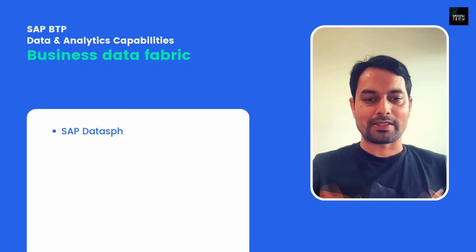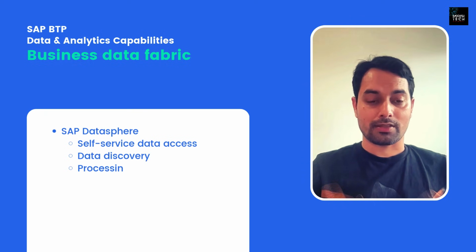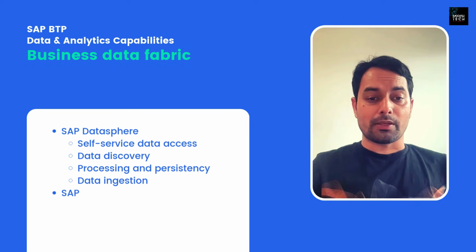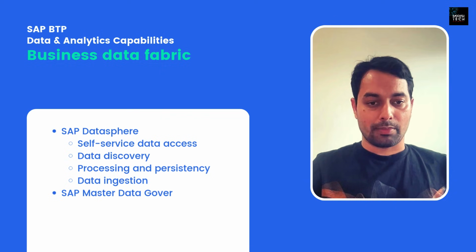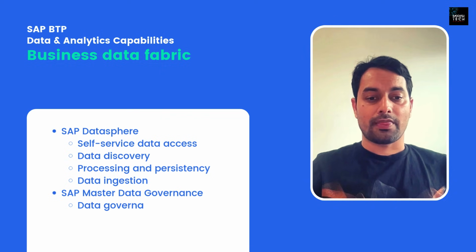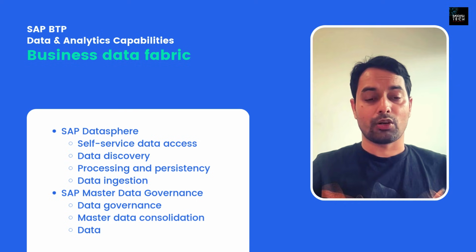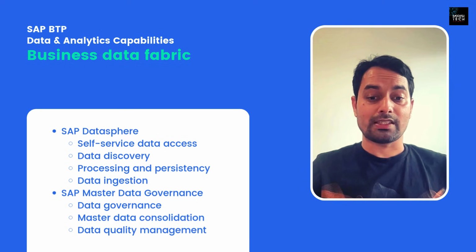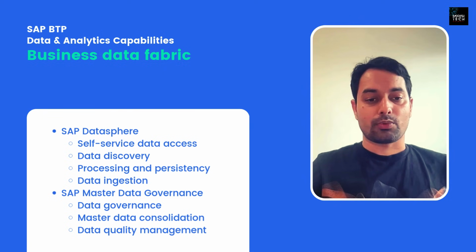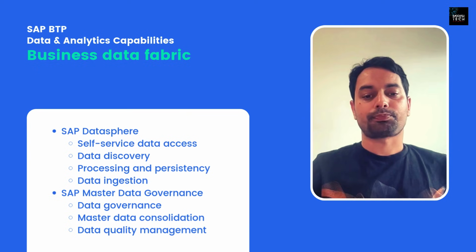So when we talk about business data fabric, it basically consists of two things: SAP Datasphere and SAP Master Data Governance, or any master data solution you may have. SAP Datasphere can connect to SAP as well as non-SAP data sources, and then it can handle all your cataloging, modeling, or even distribution of your semantically rich data. This is very important because it's not just data, but data with meaning. That's why it's semantically rich data.